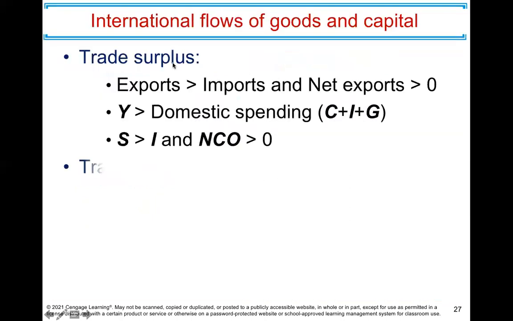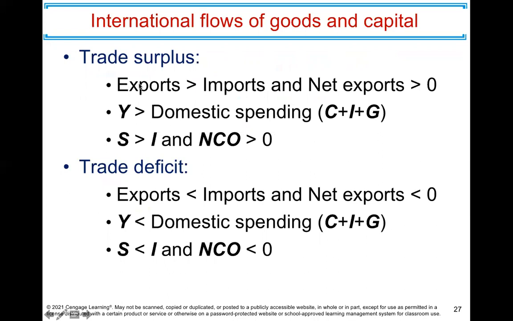Okay, so we know that when a country has a trade surplus, that means that exports is greater than imports, and NX is greater than 0. That means that Y is greater than domestic spending. That's greater than C plus I plus G. If NX is greater than 0, then NCO is greater than 0. That means that saving is greater than investment, because we know that S equals I plus NCO.